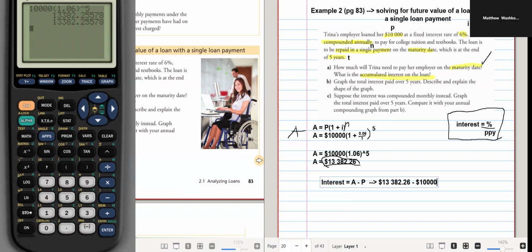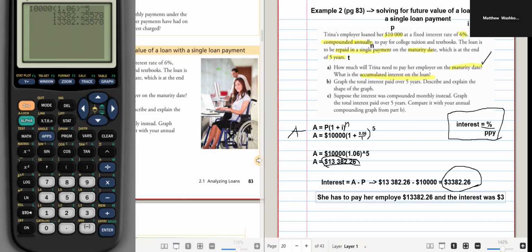$13,382.26 minus a $10,000 principal. Her total interest is $3,382.26. So 2 answers here. And then I'd write a statement, right? Usually you want to write a statement here like she has to pay her employer $13,382.26, and the interest was $3,382.26. So very helpful to add a sentence statement at the end.